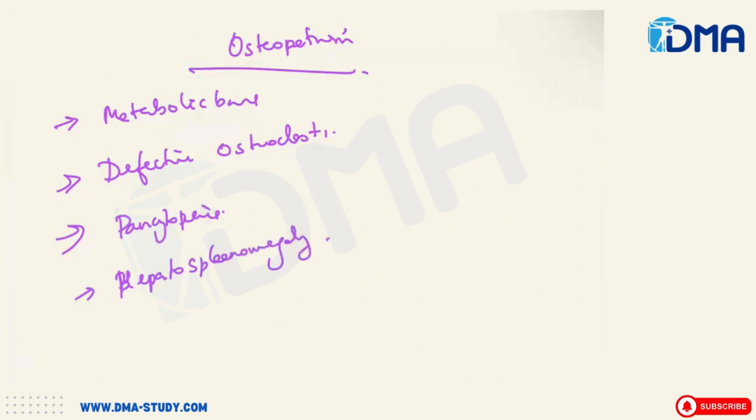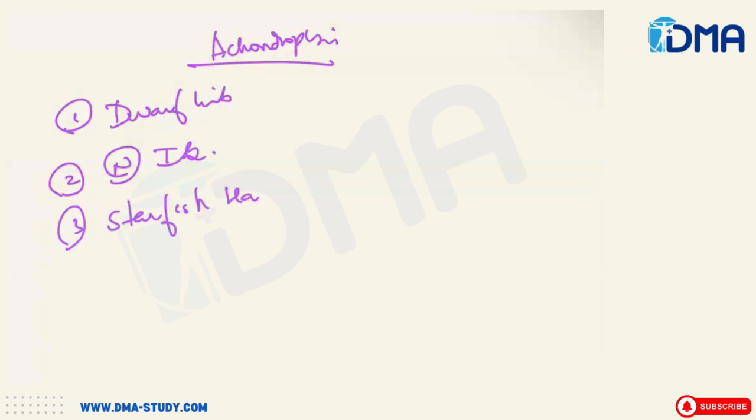This is what is regarding osteopetrosis. Then you have to know about achondroplasia. Achondroplasia, basically the person will be a dwarf. Dwarf limb will be present there, but the IQ will be normal, and they have a starfish hand. Starfish hand appearance will be there for achondroplasia.